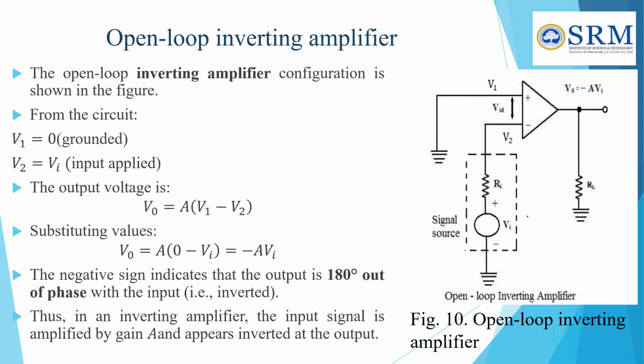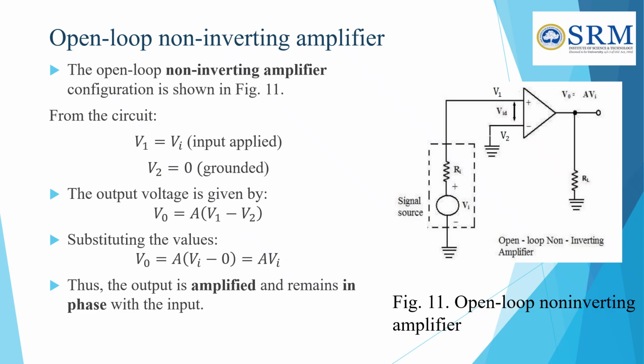This negative sign indicates the output is at 180-degree phase shift with respect to the input. Even a small input leads to a large output due to high gain A. In open loop mode, the amplifier quickly reaches saturation, so it behaves more like a comparator than a linear amplifier.